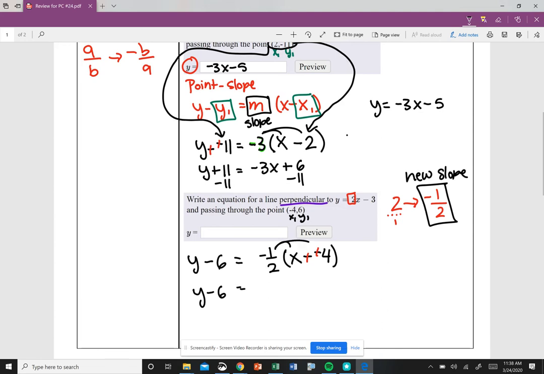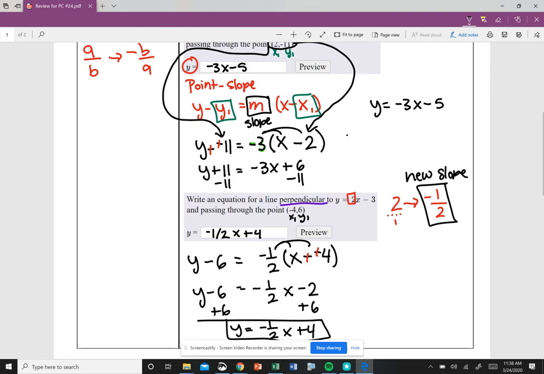But we're going to take this negative 1/2 and distribute it through. So you've got negative 1/2 times x, and we get negative 1/2 x. And then we have negative 1/2 times positive 4, and we get a negative 2. Interesting. All right, so then we are going to add 6 to both sides. And we get y equals negative 1/2 x, and then negative 2 plus 6 is a positive 4. So in here, I would type negative 1 over 2 x plus 4. There's my equation.